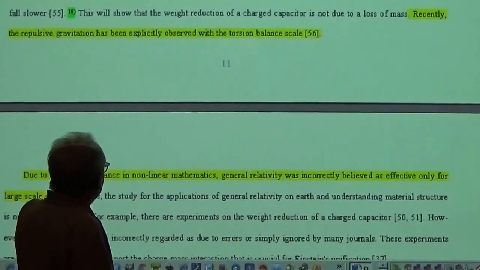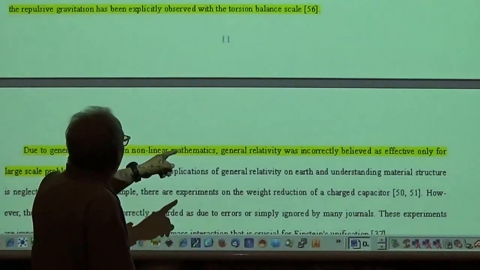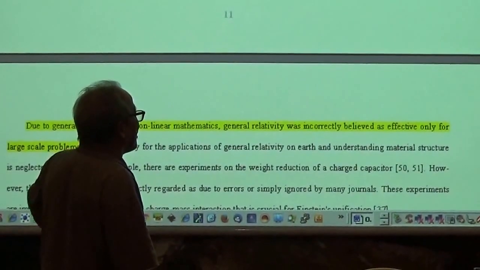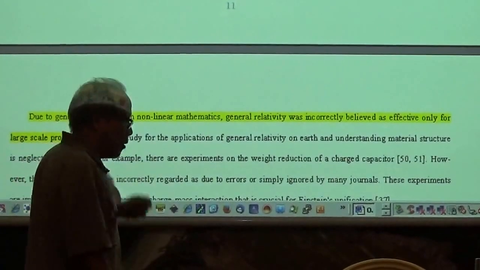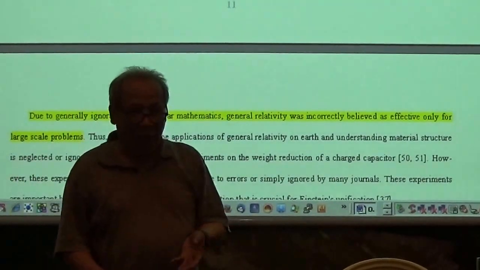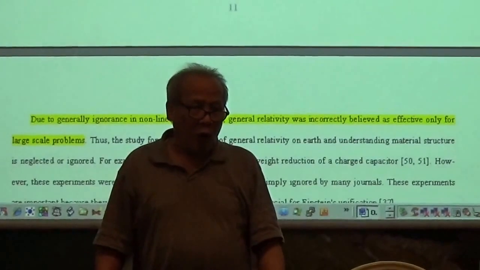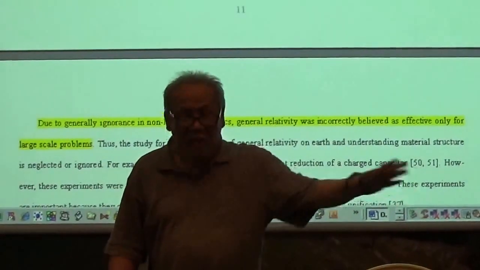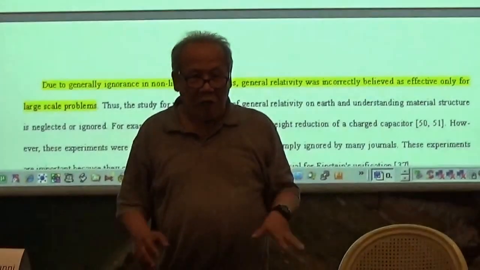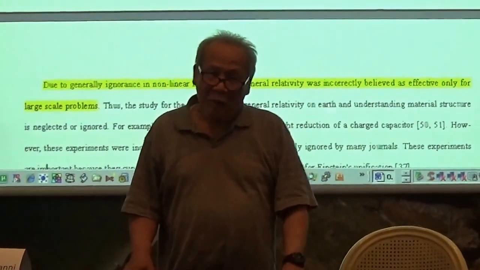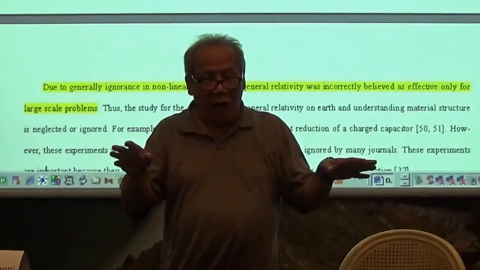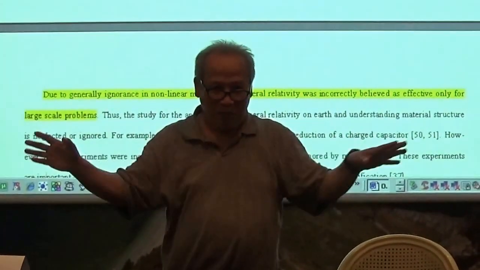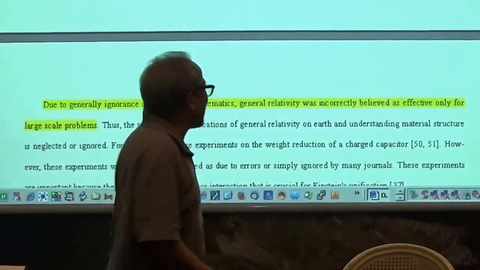One of the problems is his ignorance of nonlinear mathematics, with the incorrect belief that it is effective only for large scale. Nonlinear mathematics is the general problem of all physics. In fact, none of the physicists, as far as I know, understand nonlinear mathematics. Therefore, they generally make mistakes because they screw up the nonlinear mathematics.